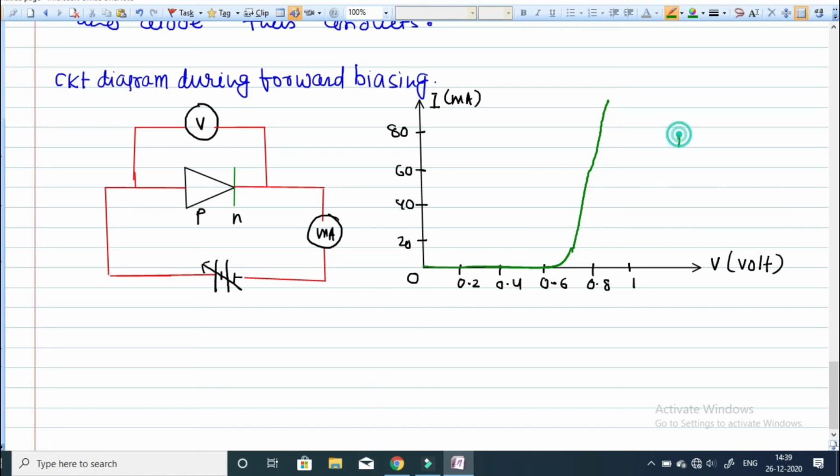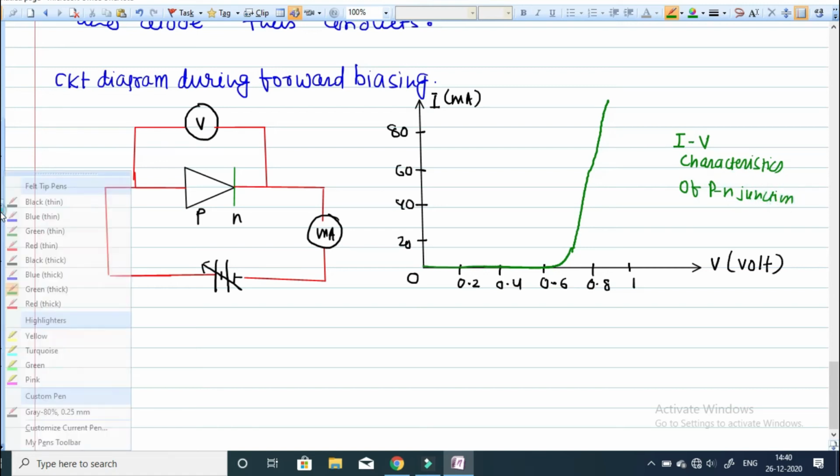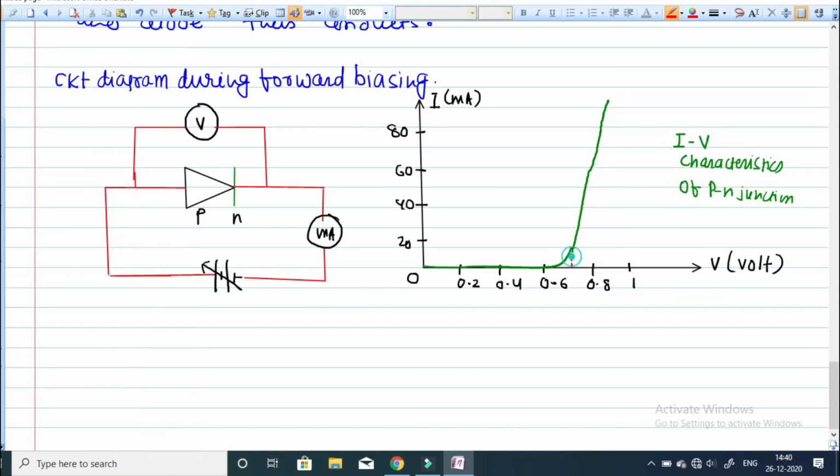So this is your IV characteristics of a PN junction diode. And the voltage at which this diode starts conducting is known as the cut-in voltage, or sometimes it is also known as the threshold voltage.